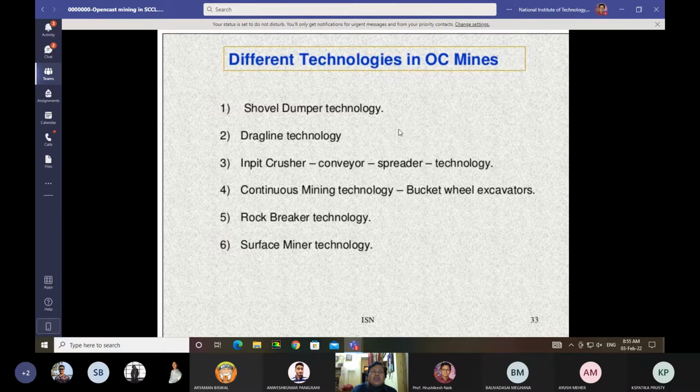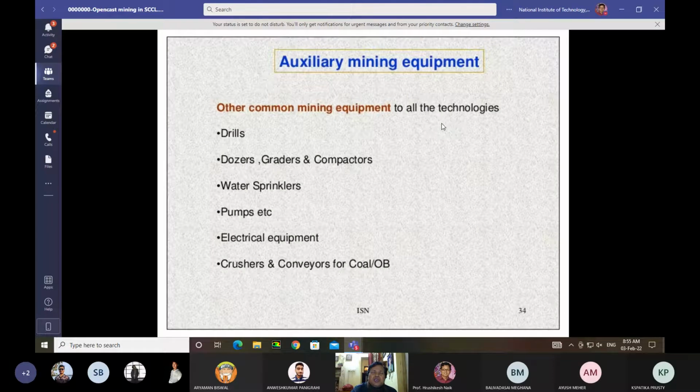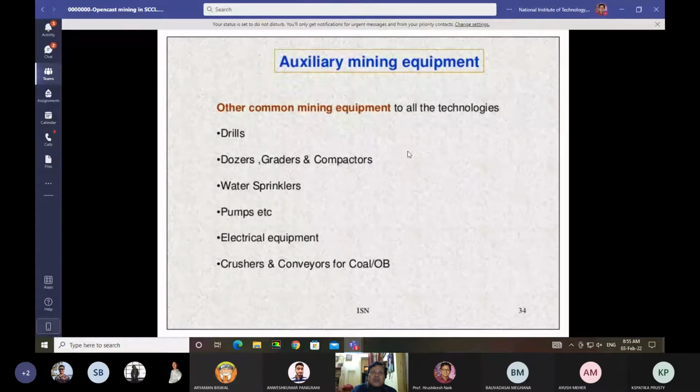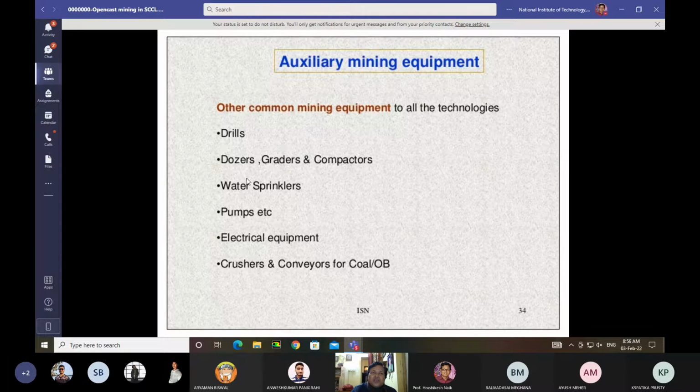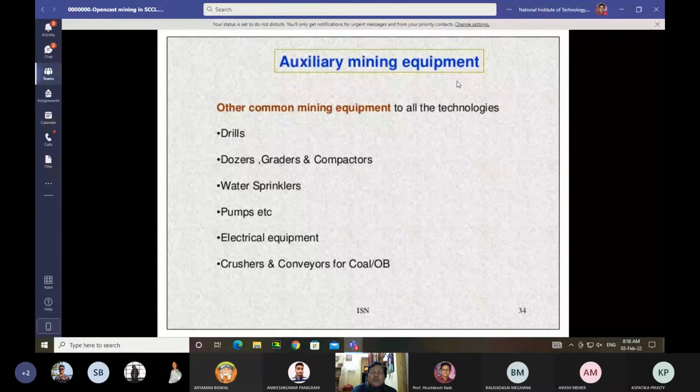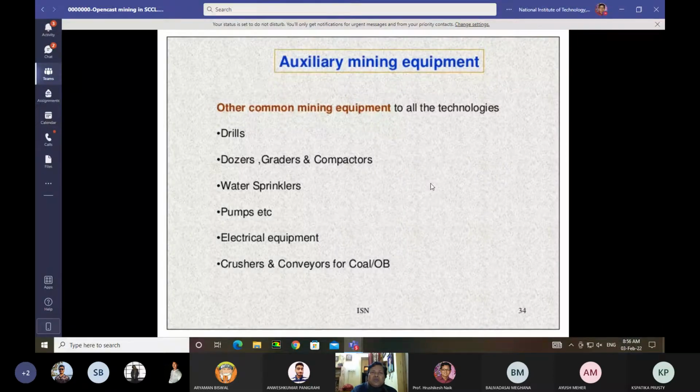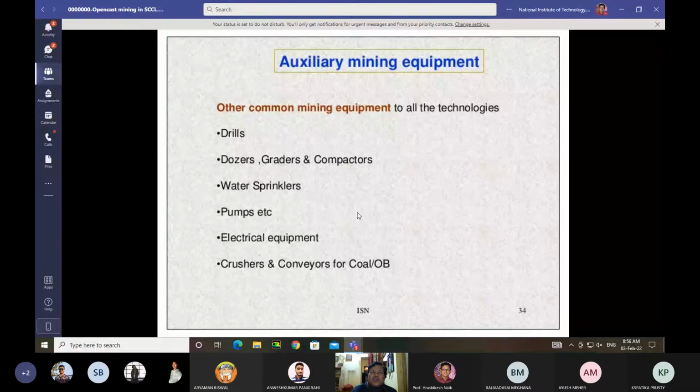So besides the shovel dumper, there are some auxiliary mining equipments used in surface mines like drill machines, dozers, graders, compactors, water sprinklers, pumps, electrical equipment, crushers, conveyors for coal and overburden handling. So these are the auxiliary mining equipments used in surface mines, which we have already discussed in the previous class.